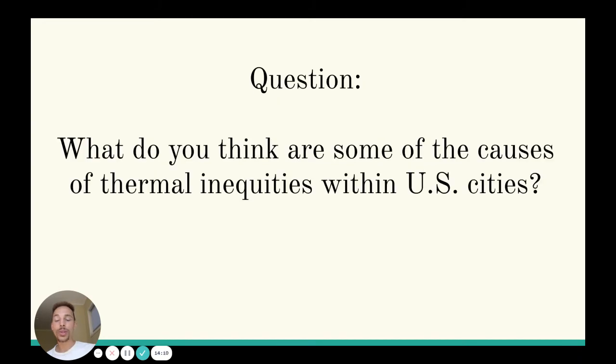And so what do you think are some of the causes of thermal inequities within US cities? Feel free to give yourself some time to think.